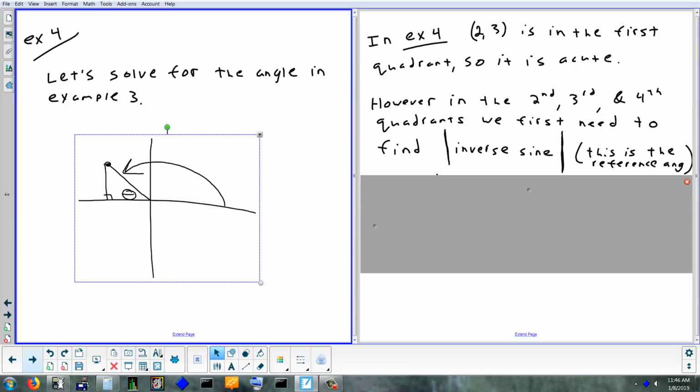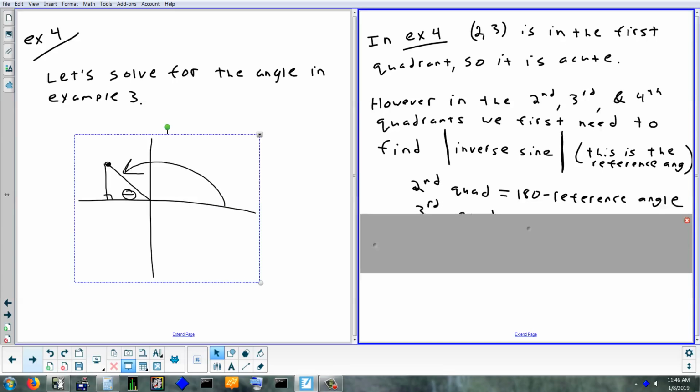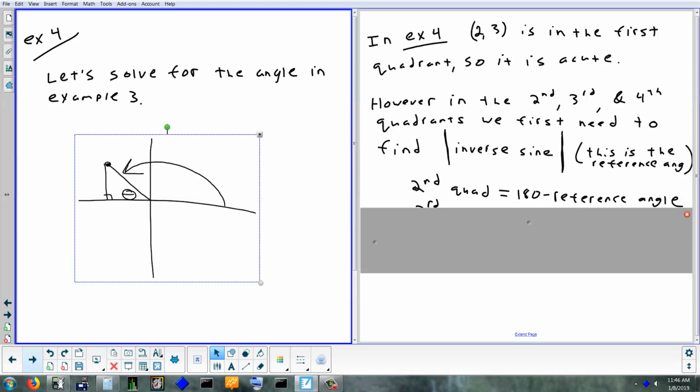If you knew theta, how could you get the part outside the triangle if you knew the little part inside? Just a little bit of arithmetic, something minus something. Yep? 180 minus theta. Exactly. So if you're in quadrant 2, it's 180 minus what you got for your reference angle, which we call theta. If you're doing it in radians, it's pi. Degrees, it's 180 minus.